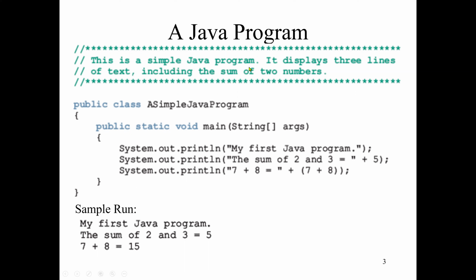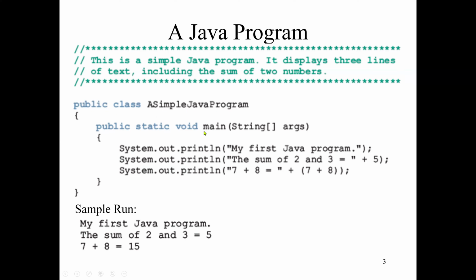This is a simple Java program. It displays 3 lines of text, including the sum of 2 numbers. So again, in a Java program, we always start with our main class. And the name of the Java file is the name of the main class .java. Again, the file name extension is .java. And here we have only a main function. So this is a very small program. And in a Java standalone program or application, execution takes place in the main function.